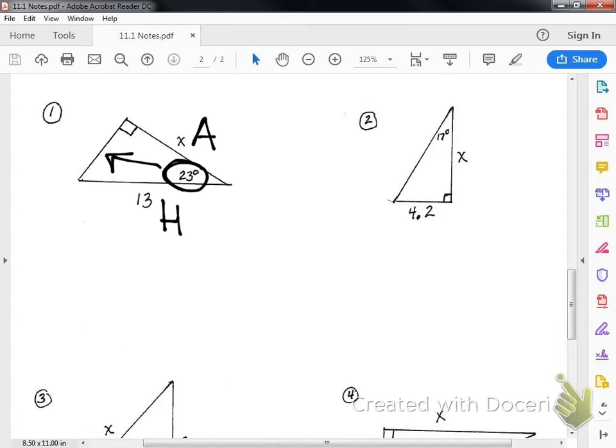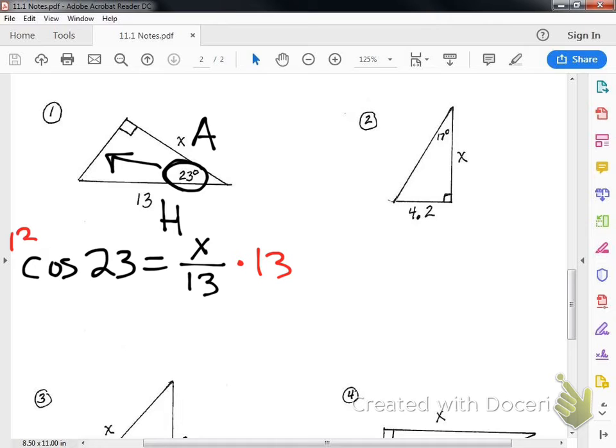That is cosine. So I would do cosine 23 degrees. You put the degree measure there. Cosine, and then adjacent is my x, and hypotenuse is the 13. So how do you put that in the calculator? We are going to multiply both sides by 13. So 13 cosine 23.